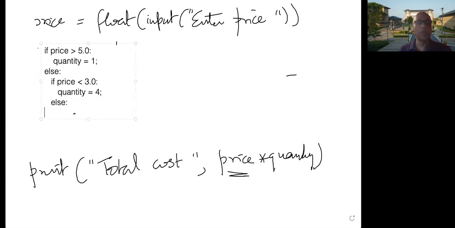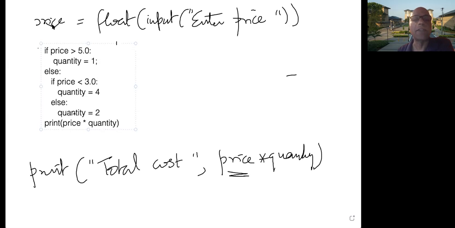Else, quantity equals 2, maybe. Sorry, there should not be a semicolon here. Quantity equals 2. And let's just print price times quantity. Let's see what this will do for us, how this will be executed.